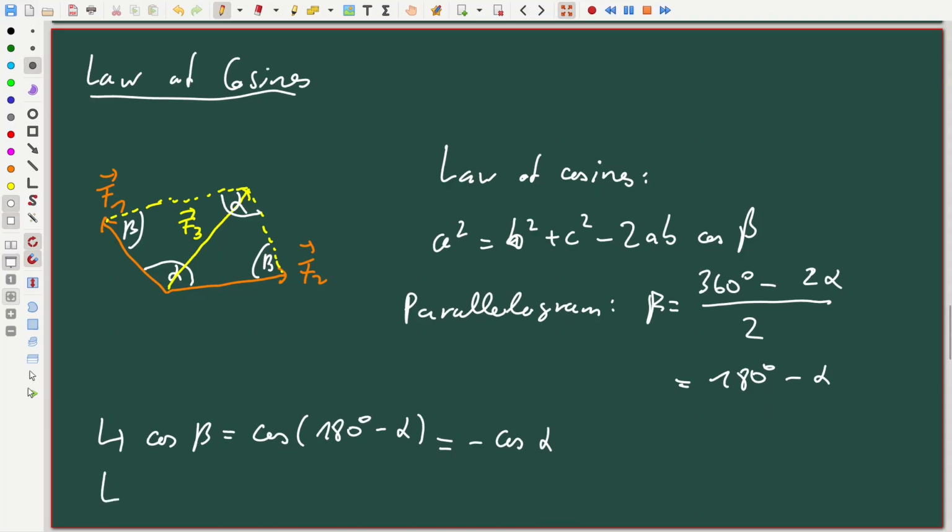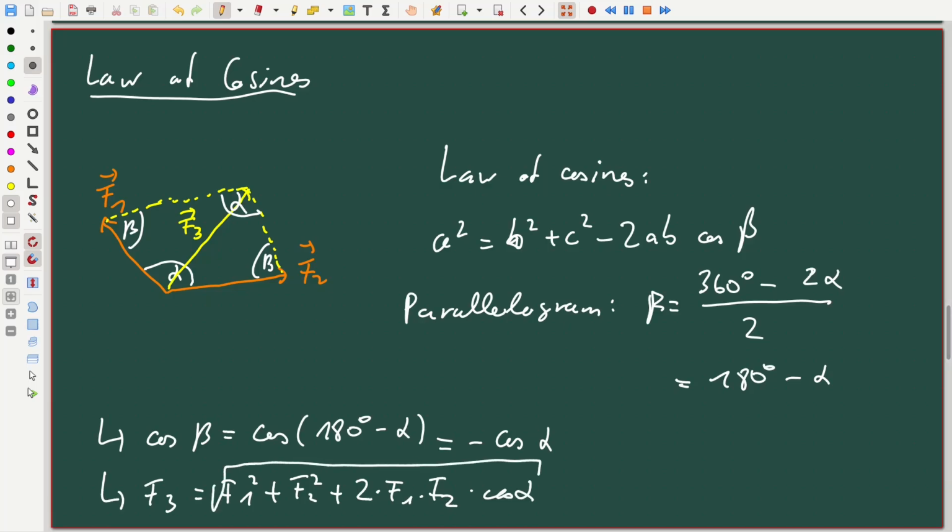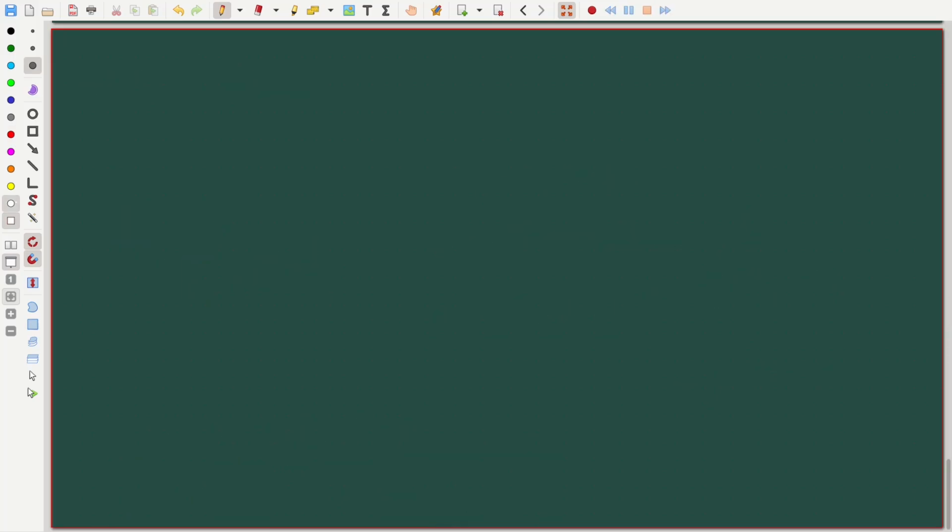So we can write F3 is equal to F1 squared plus F2 squared plus 2 times F1 times F2 times cosine alpha. And then, of course, we have to also take the square root here. And because this is an important formula, I would like to highlight this and draw again a nice box around that. And we can make another example, of course.